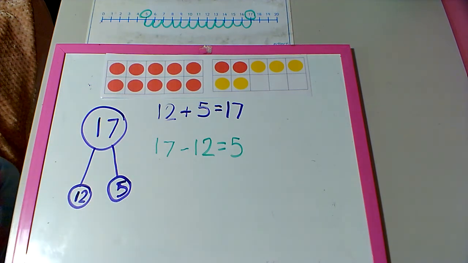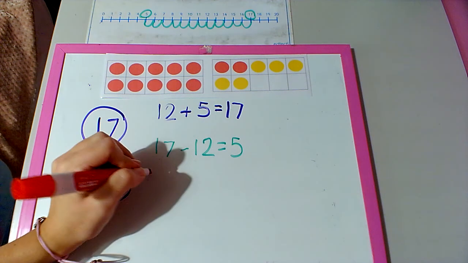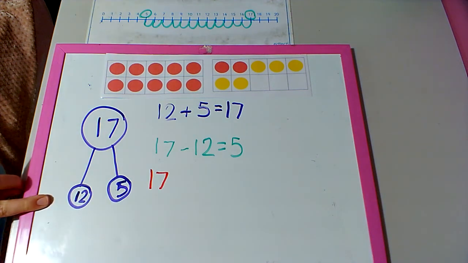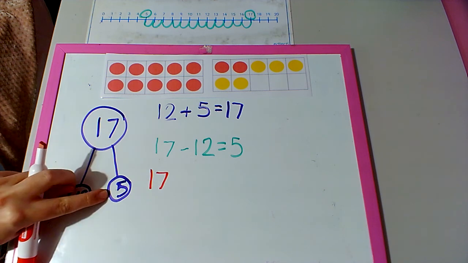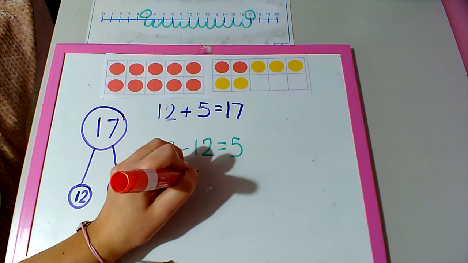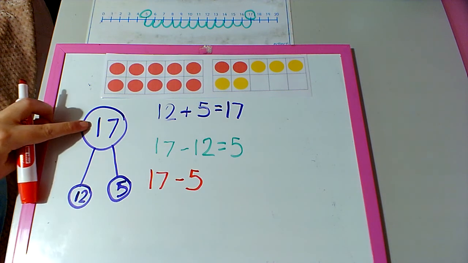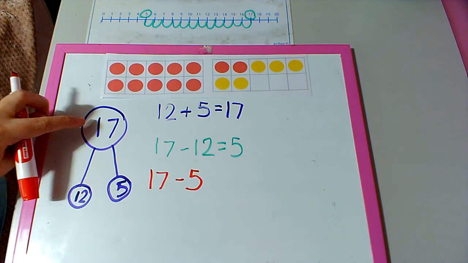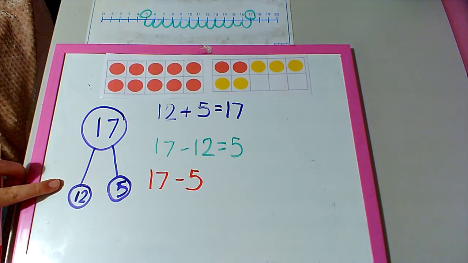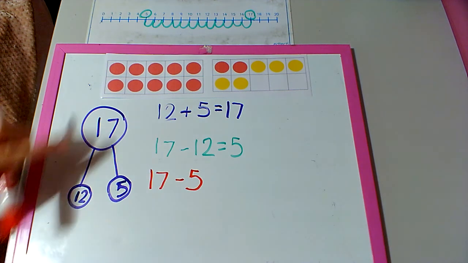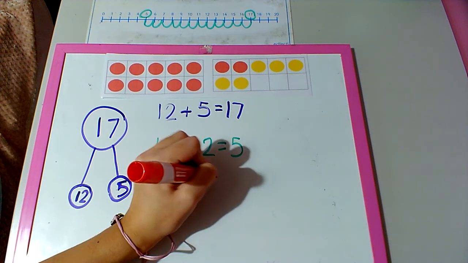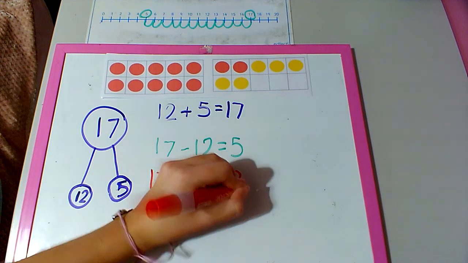Is there another subtraction sentence we can write? Remember, we need to start with our whole, which is 17, but instead of taking away 12, we could take away our other part, which is 5. So 17 take away 5. Well, we've done our whole take away one of our parts. We've done 17 take away 5, which then must equal our other part, which is 12. So 17 take away 5 equals 12.